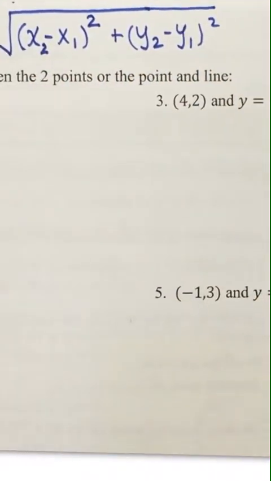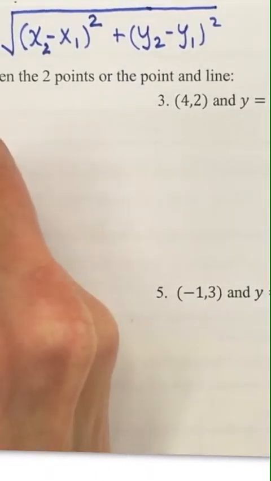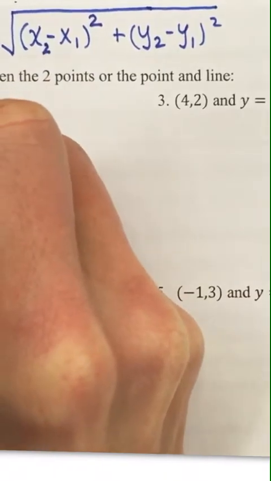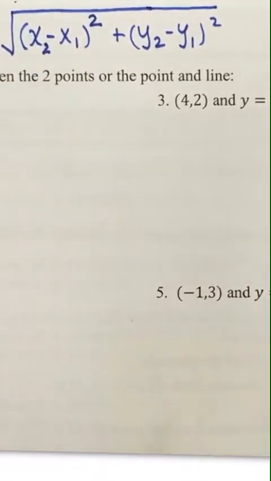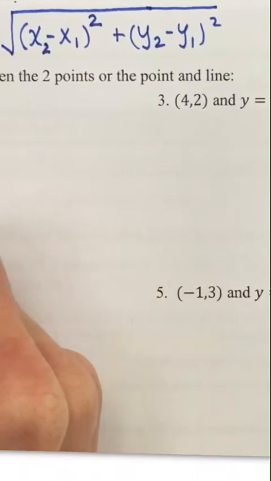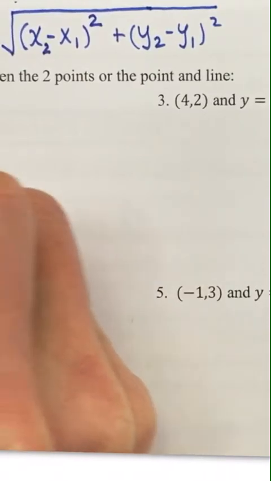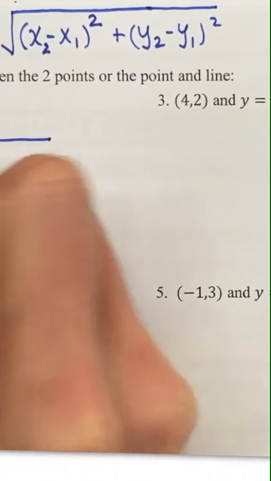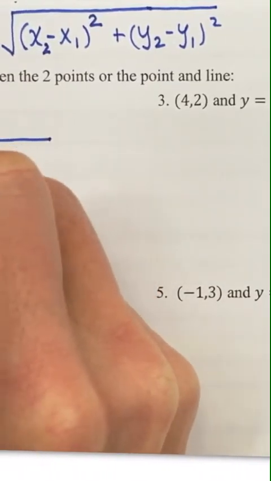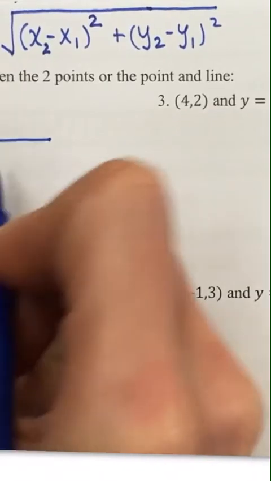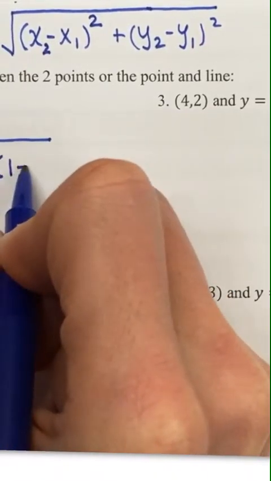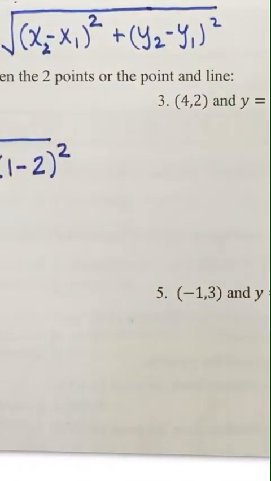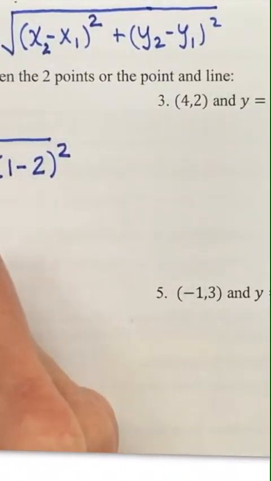So number 2 in your homework, this would be my, say, x1 and y1. This would be my x2 and y2. And you just plug into your formula. So d equals, my x2 is 0, minus my x1 is 4 squared, plus y2 minus y1 squared. You want to make sure your order is correct. And then you would just simplify from there.